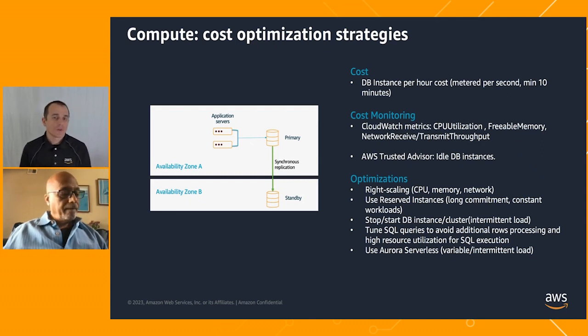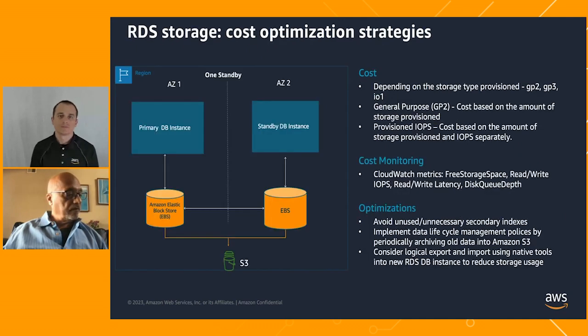The other aspect is query optimization, right? That's also a mechanism to reduce the load on the database and in turn potentially make it fit in a smaller instance size. Great. So stopping and starting is definitely something that people can do to vary their workload, and tuning SQL queries as well. What about on the storage side? What can people do to optimize their storage costs on RDS?